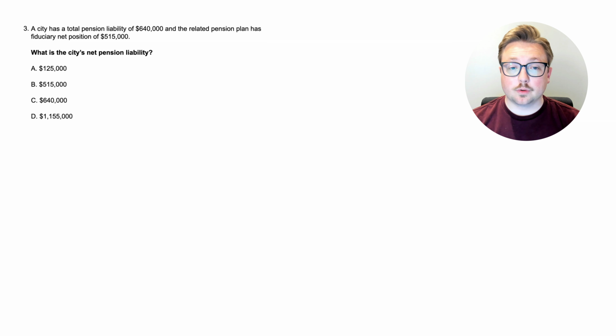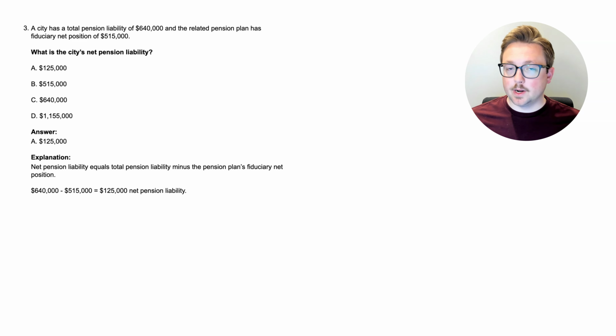A city has a total pension liability of $640,000, and the related pension plan has fiduciary net position of $515,000. So what's the net pension liability? This is probably pretty easy if you think through this, but if you have no idea what to do, that's okay. Maybe give this a try, pause the video, and when you're ready, come back. We'll look at the answer together. All right, here we are. The answer is A, $125,000. This is pretty straightforward.